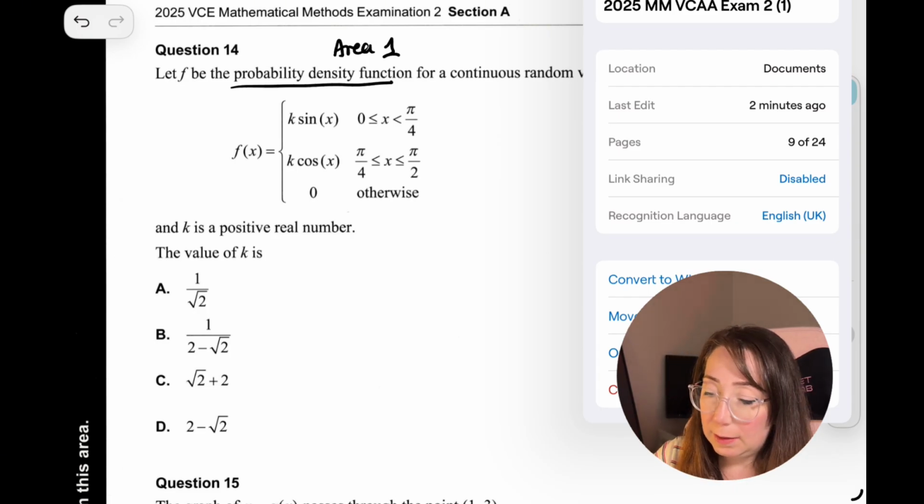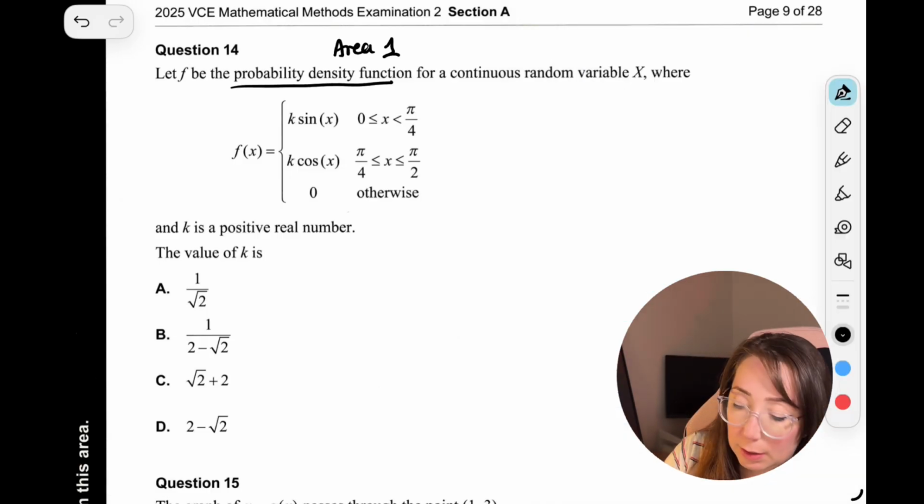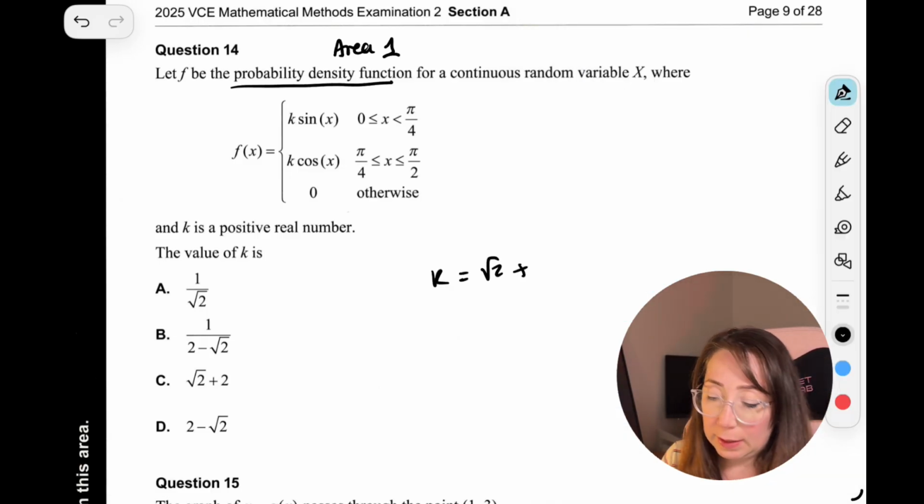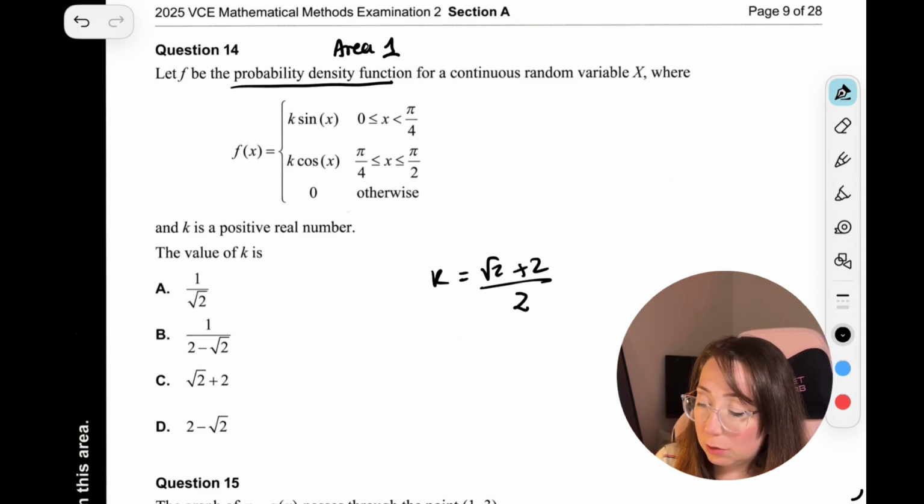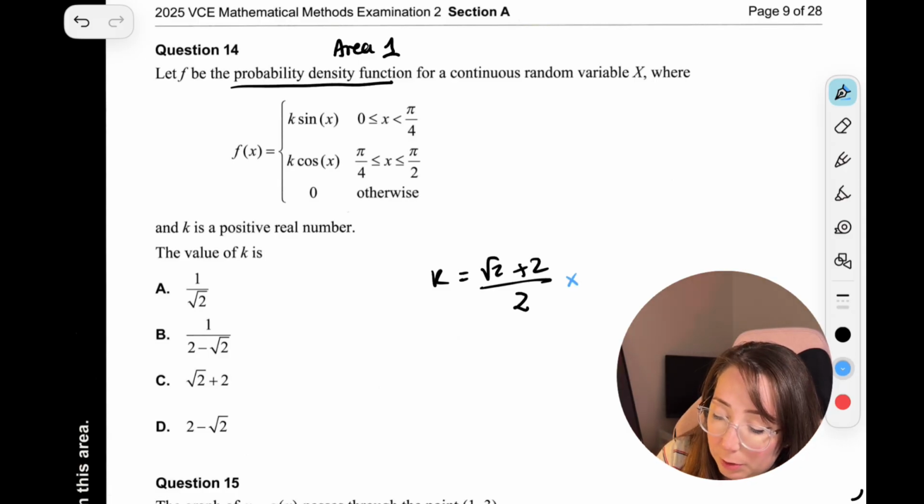And we get k is equal to root 2 plus 2 on 2, and unfortunately that's none of the answers. Could possibly be b because it's a fraction. So what I would think of is trying to, I guess, unrationalize the denominator. So I'm going to multiply both the top and the bottom by its conjugate. Oops, there's no root. Root 2 minus 2.